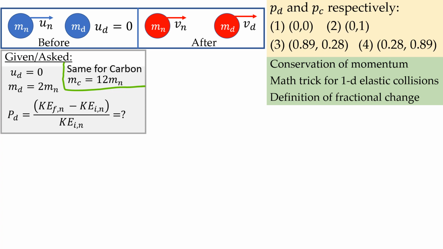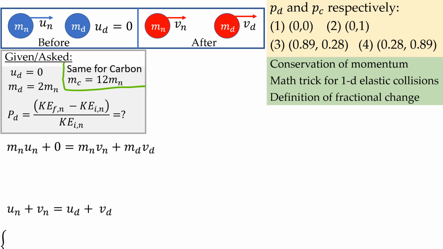Now that we have given and asked, we write the equations to solve. We write conservation of momentum, which is simple. The next equation is a math trick, which is valid only for one-dimensional problems, and it has to be elastic collision. Instead of writing conservation of energy equation, we write this additional equation: sum of initial and final velocity of one object equals sum of initial and final velocities of other object. I will show you the derivation slide at the end of the video. I feel it is a must as you can solve this problem quickly with this method.